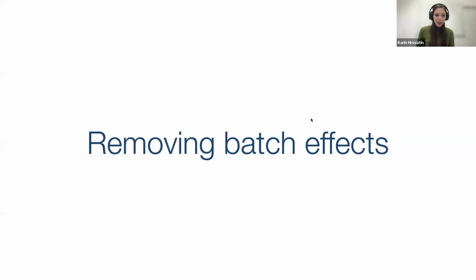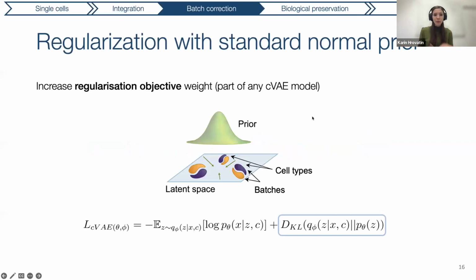Okay. Let's then go to different strategies. So the first strategy, that is, I guess, the most popular strategy because it is really part of any cVAE model, is just increasing their regularization objective weight because it is part of normal cVAE. So what happens here? You're basically pushing all your cells towards the prior distribution, which means that your batches will also be mixed together because all the cells are mixed together. On the other hand, what also happens if you do that, your biological information will be lost because you're really pushing all the cells towards the prior, which is just standard normal Gaussian.